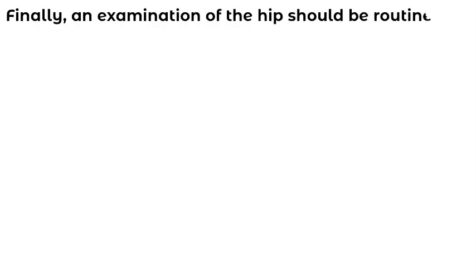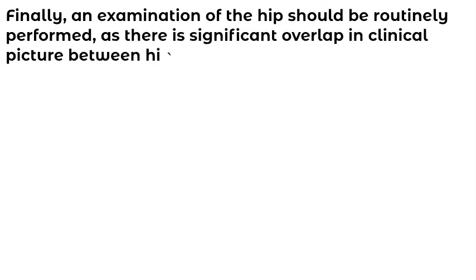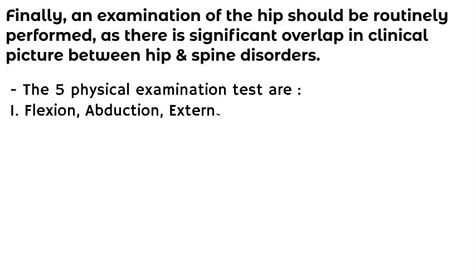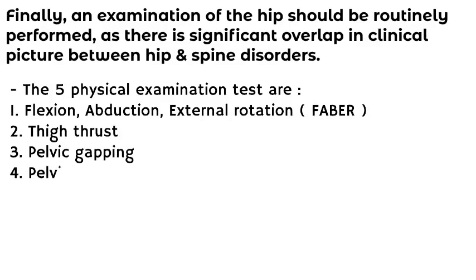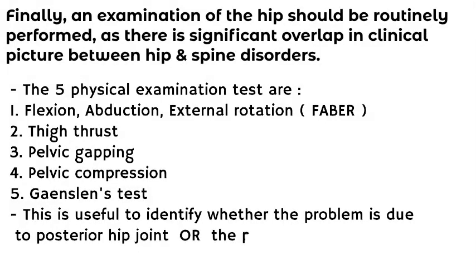Finally, an examination of the hip should be routinely performed, as there is significant overlap in clinical picture between the hip and spine disorders. The 5 physical examination tests are: 1. Flexion, abduction, external rotation, FABER test. Number 2. Thigh thrust. 3. Pelvic gapping. 4. Pelvic compression. 5. Gaenslen test. This is useful to identify whether the problem is due to the hip joint or the posterior superior iliac spine, PSIS.